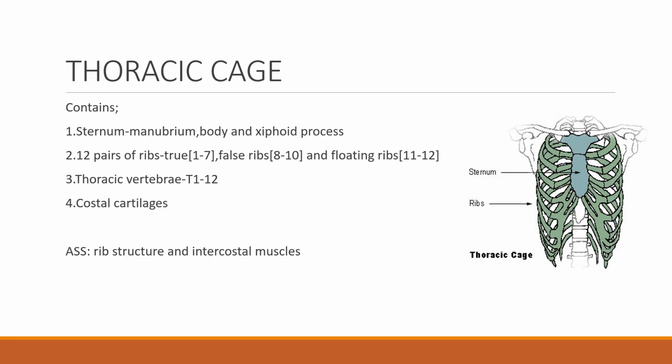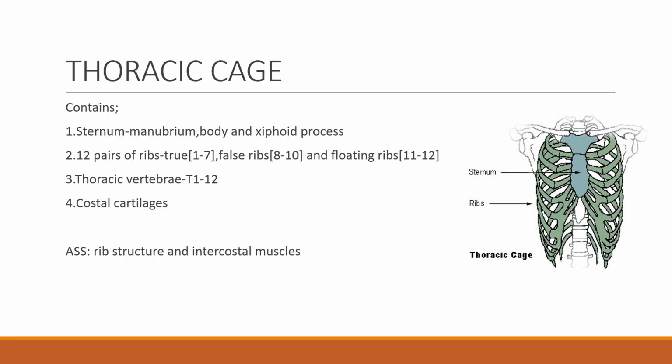Why are they called true ribs? True ribs, majorly rib 1 to 7, are called true ribs because they articulate or attach to the sternum directly, while the false ribs articulate indirectly using the intercostal cartilage. Then floating ribs have no attachment to any rib, any sternum or any other part of the thorax.